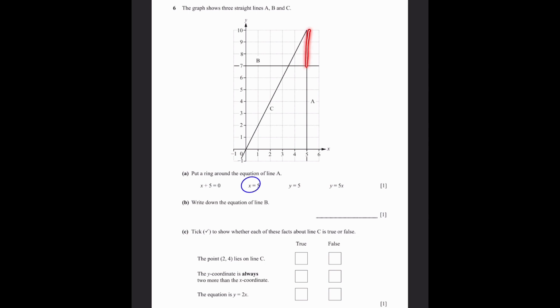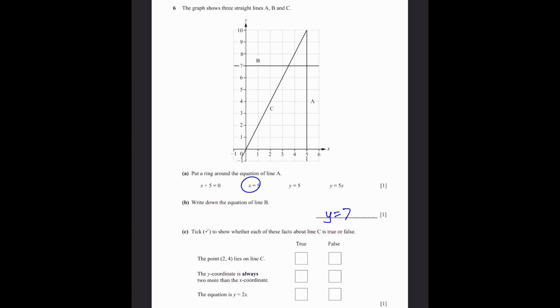One trick: if it's a vertical line, remember that it's x equals something, and if it's a horizontal line like B is, it's y equals something. B, write down the equation of line B. Now, it's a horizontal line, so it's y equals something, and since it passes through 7 on the y-axis, it's simply y equals 7.